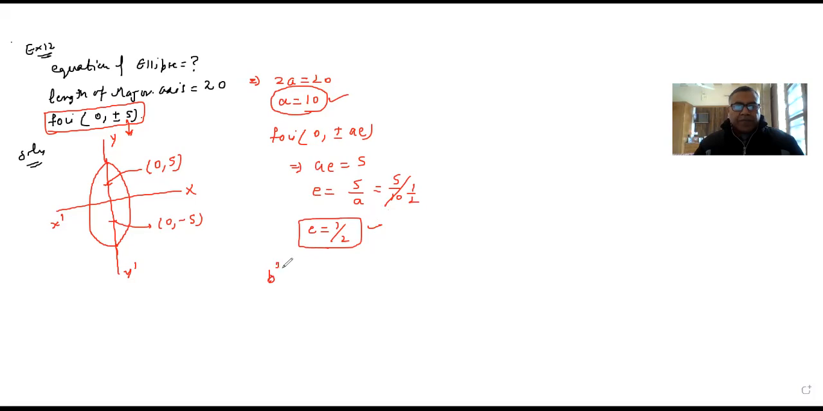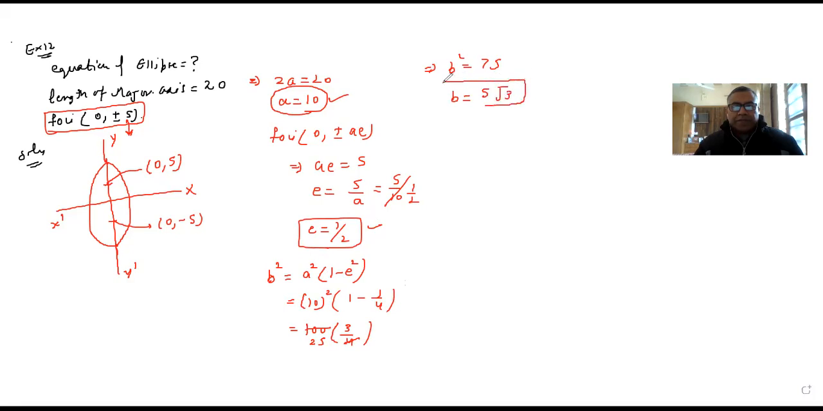We know that B square is equal to A square times (1 minus E square). So A square is 10 whole square, and 1 minus E square is 3 by 4. So this is 100 times 3 over 4, which is equal to 75. So B square is equal to 75 and B is equal to 5 under root 3. So A is given, B is given.